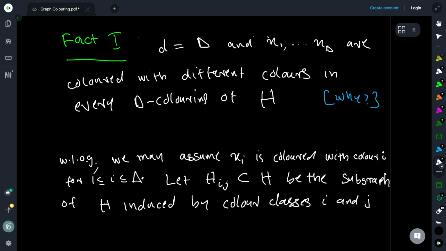Now what I do, I look at the subgraph induced by the color classes i and j, the vertices which are colored i and j, and I call it Hij, where H is the graph G minus x, and I am looking at the subgraph induced by the vertices colored i and j in H. This is defined for any pair of colors i and j, because all the colors are appearing somewhere. So look at any two colors, and the subgraph induced by these two colors.